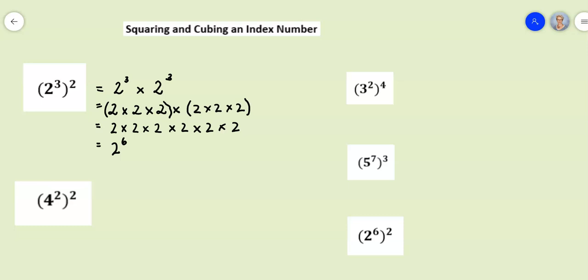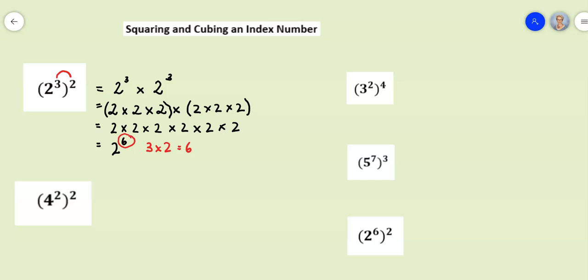Now what I want you to do is to look at the 2 original powers we were using in the question. It was 2 cubed raised to the power of 2. So if we look at these 2 index numbers here, if I multiply them together, 3 times 2, I get 6. So a shortcut for this would be to take your 2 powers that you've got, in other words 3 and 2, and multiply them together. This will give you the power of your answer.